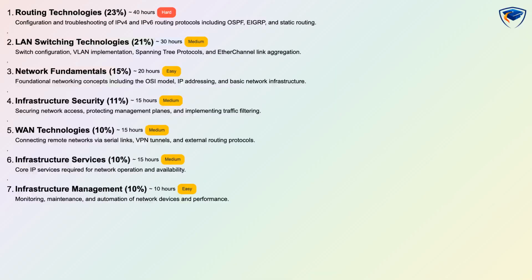The CCNA exam is divided into 7 domains with specific weightings. Routing technologies 23%, LAN switching technologies 21%, network fundamentals 15%, infrastructure security 11%, WAN technologies 10%, infrastructure services 10%, and infrastructure management 10%. Each domain lists core skills, estimated study time, difficulty level, and assessment type so you can prioritize hands-on practice or conceptual review as needed.